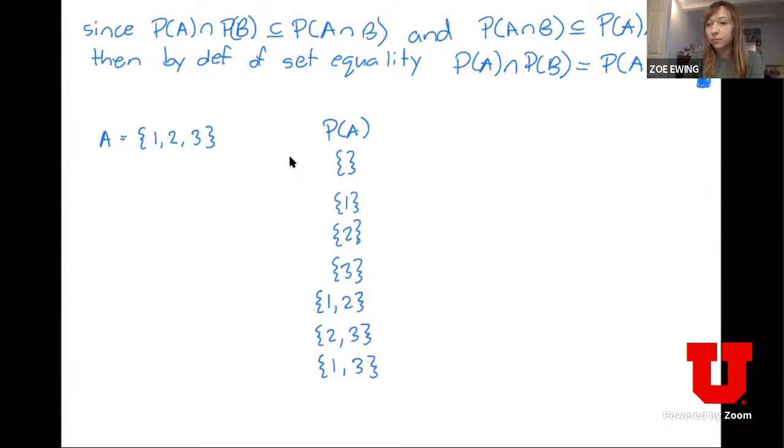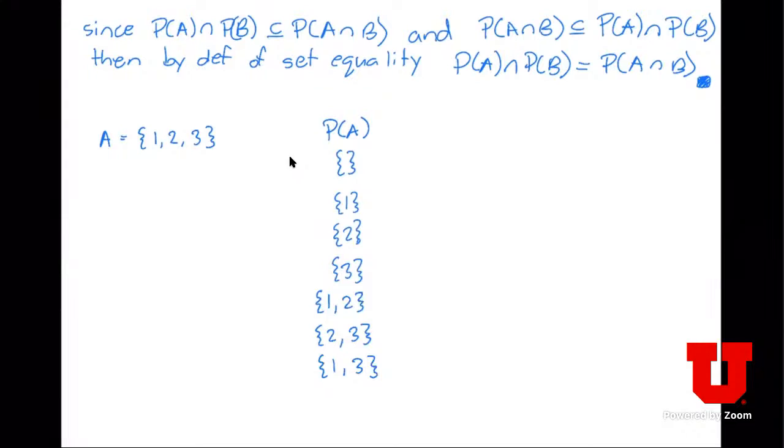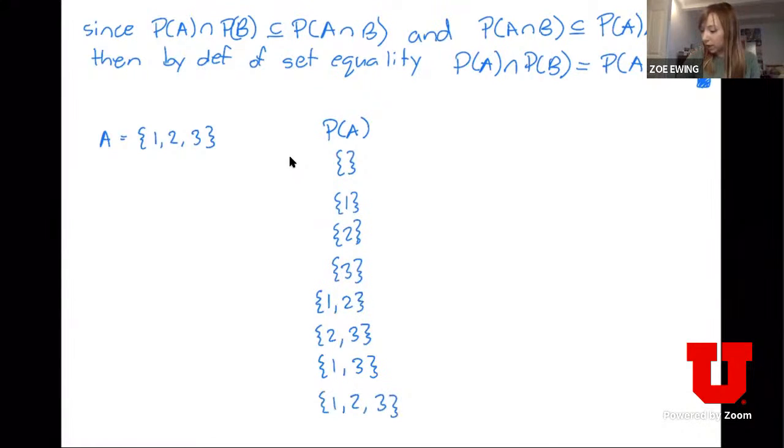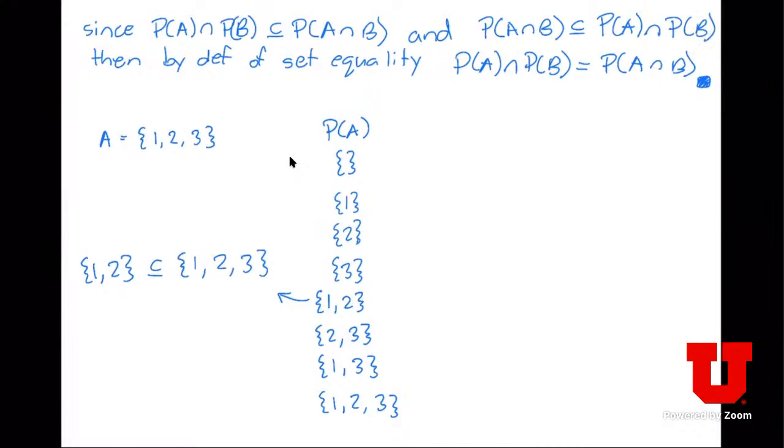All right, and there's one more. The entire set, right? 1, 2, and 3. Okay, so let's just blindly pick one of these sets. 1, 2. So let's see. Would you agree that 1, 2 is a subset of 1, 2, and 3? Yeah. All right. I see how this works now.